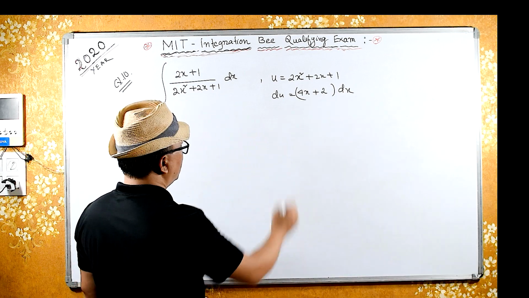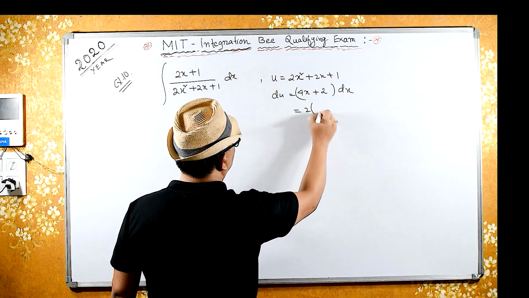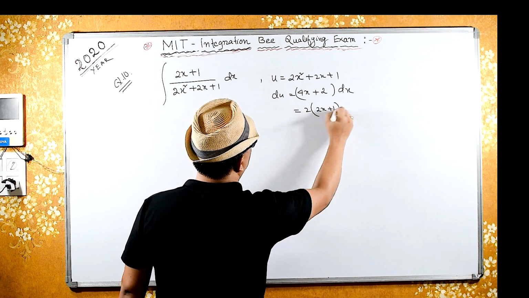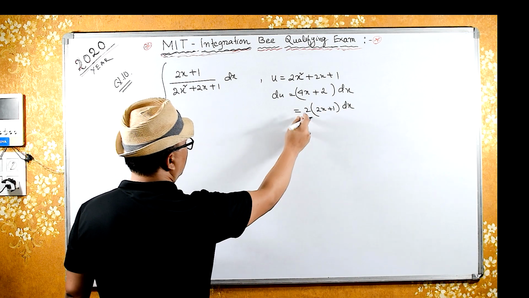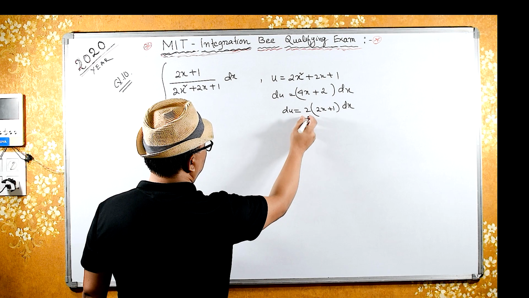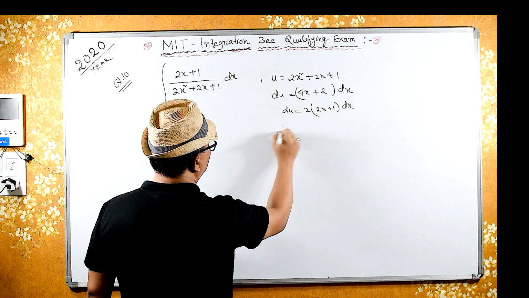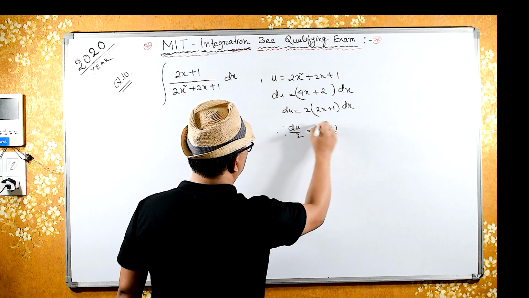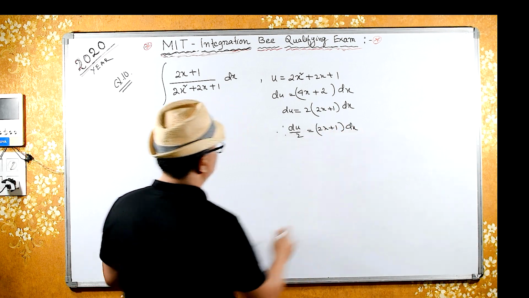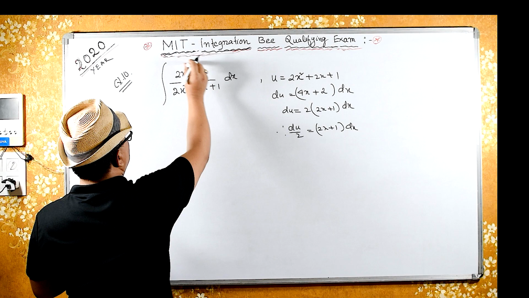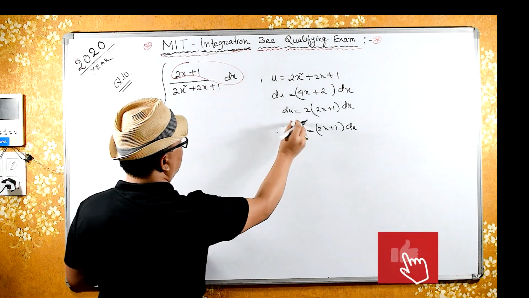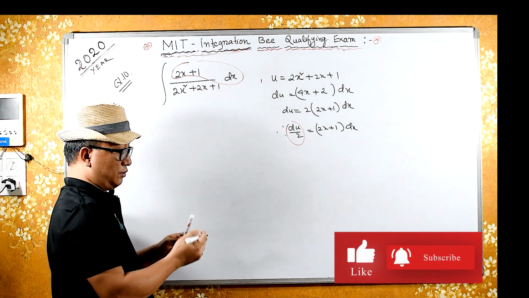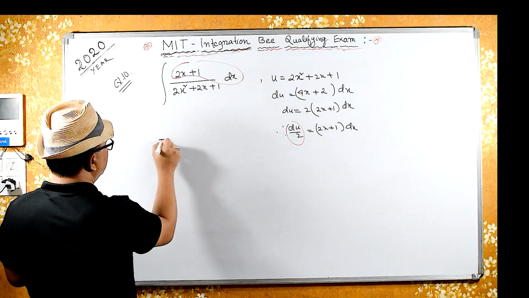dx. Now if I take 2 common here, then 2x plus 1 dx. Now these two, this du, these two I can send down. Therefore du by 2 equals 2x plus 1 into dx. Now 2x plus 1 dx becomes what? du by 2.